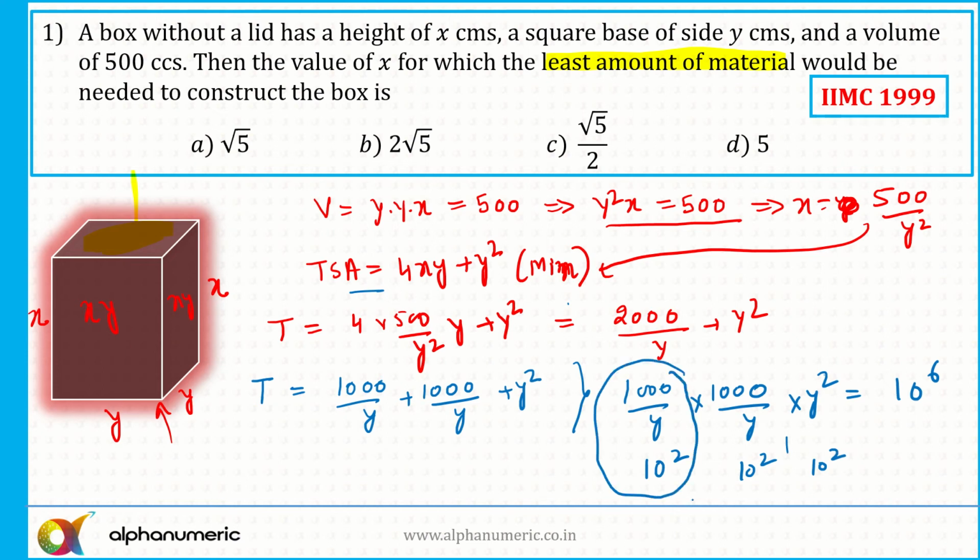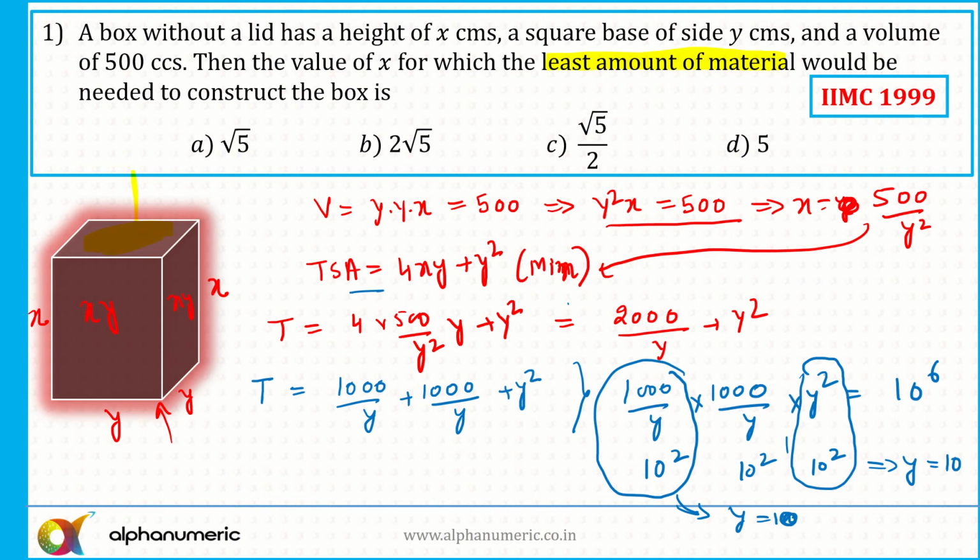If 1000 by y is equal to 10 square, what is the value of y? From here you can say that y is equal to 10. Or even from the other term, y square equal to 10 square, I'll get again y equal to 10. So when you're using this concept, make sure that all three terms are equal, so from each of them I should get y equal to 10.